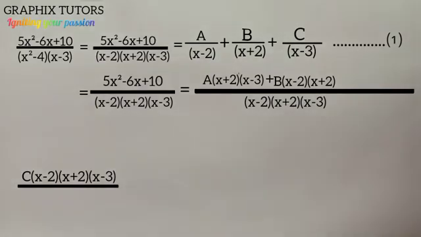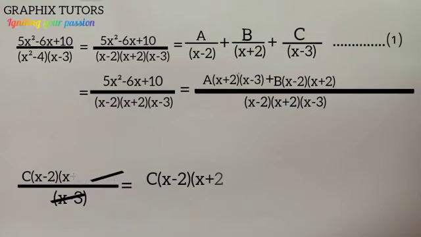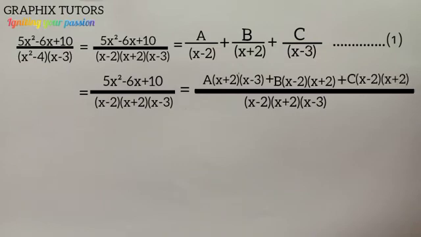Now the x minus 3 in the denominator will cancel the x minus 3 in the numerator. We'll be left with C into bracket x minus 2 into bracket x plus 2, and this is what we are going to be having. Now if you look at the left hand side of the equation and the right hand side of the equation, you discover that we have the same denominator.